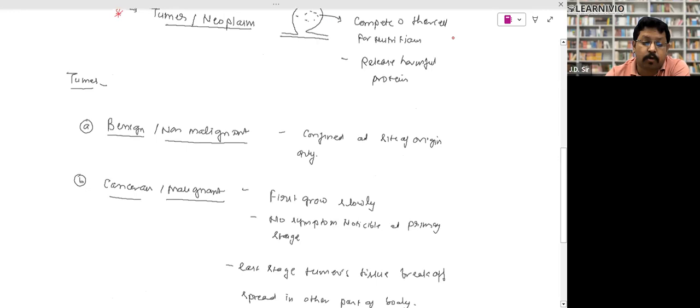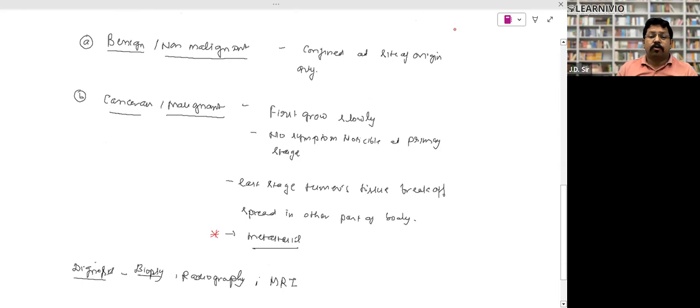Tumor can be of two types: benign, non-malignant, or cancerous, malignant, right? Benign tumors or non-malignant cancers are found at a particular site where they actually form. Suppose that a person has cancer in the hand. So this tumor will be confined only to this hand.